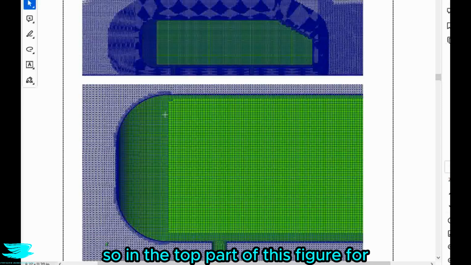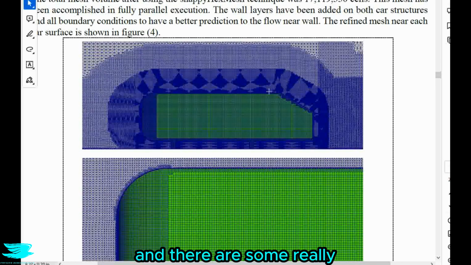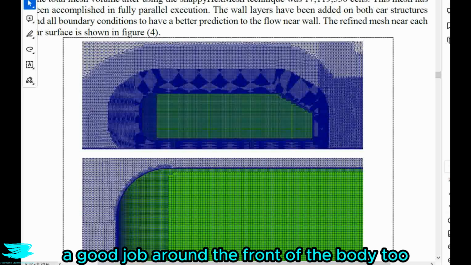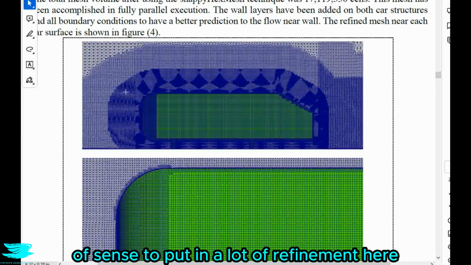So in the top part of this figure 4, we see the mesh around the armored body, and there are some really good refinement regions. They did a good job around the front of the body too, which makes a lot of sense to put in a lot of refinement here.